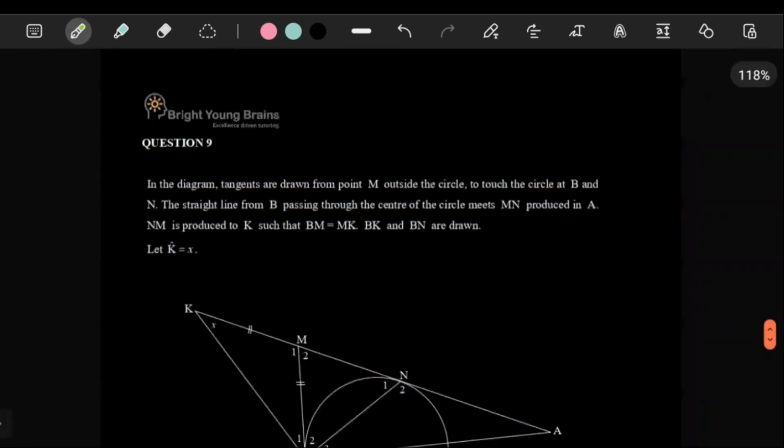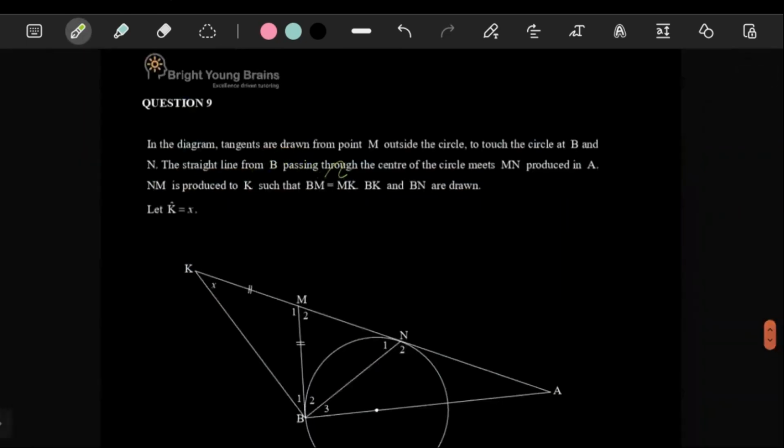In the diagram, tangents are drawn from point M outside the circle to touch the circle at B. So if this is a tangent, then it says that the straight line from B passes through the center of the circle. Yes. And then it says here MN produced to A. Wait, what?